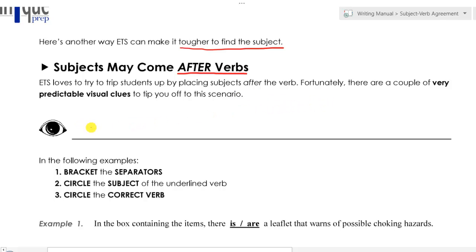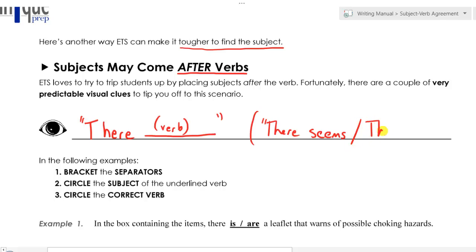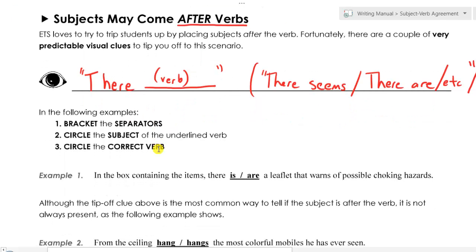There is a tip-off clue for this particular variation of subject-verb agreement, and it is if you see the word there, plus a verb. So as an example, if you want to jot these down, if you see something like there seems, or you see something like there are, those phrases would tell you that your subject is after the verb. ETS doesn't have to give you that tip-off clue, but that is the most common of the tip-off clues that will indicate this particular variation of subject-verb agreement.